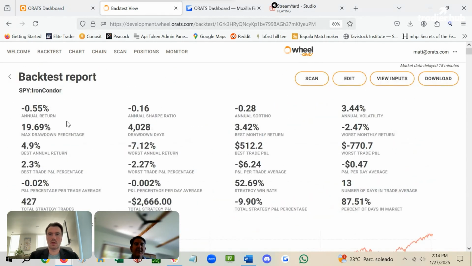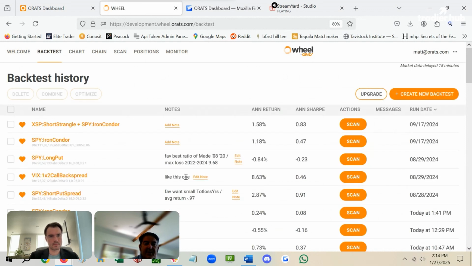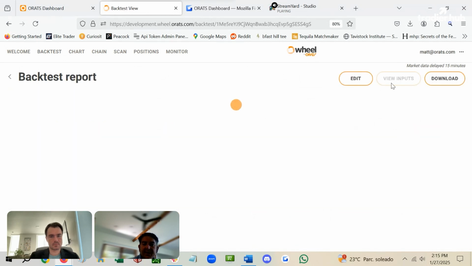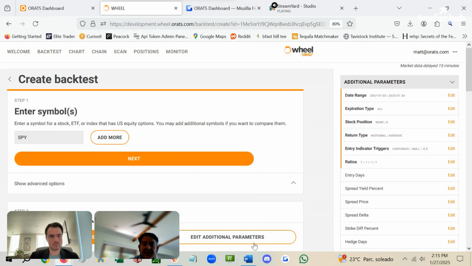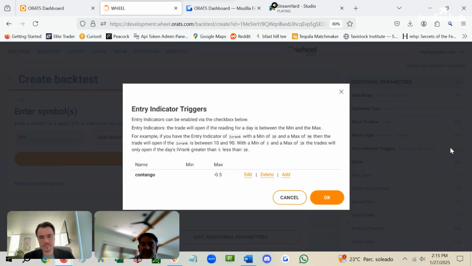But what we wanted to see is, can we improve this diagonal if we add something? So what we could do is go in and I'll edit this and show you that our entry trigger is now a contango with a maximum of negative 0.5. So it's right about where it is now. Does that make sense, Tyler?